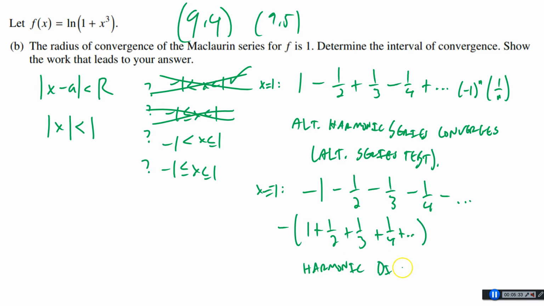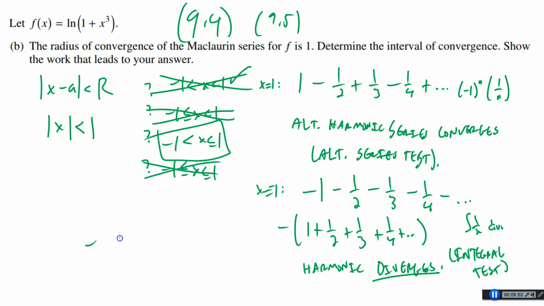And that's well known as well. If you need a reason, it's by the integral test. And that's because the integral of 1 over x diverges. But you can just say harmonic series diverges. That's all you need. So it's not good at negative 1. So that means that our interval of convergence is negative 1 less than x less than or equal to 1. That is where it is going to converge. Okay, because it doesn't work at negative 1.